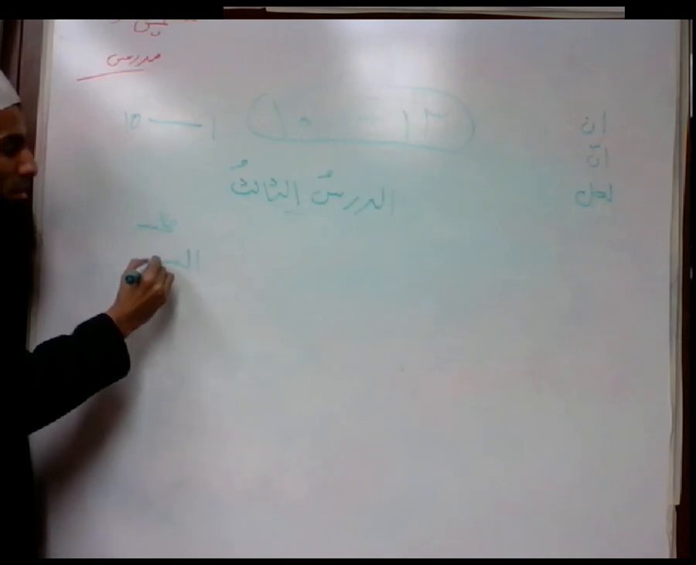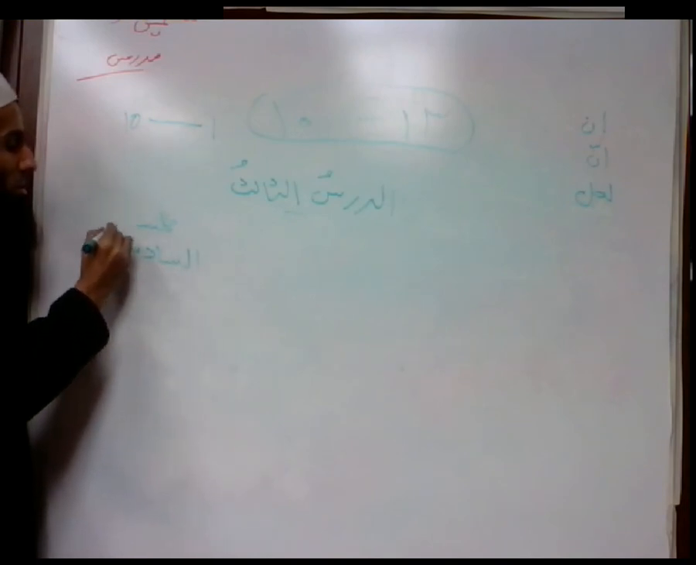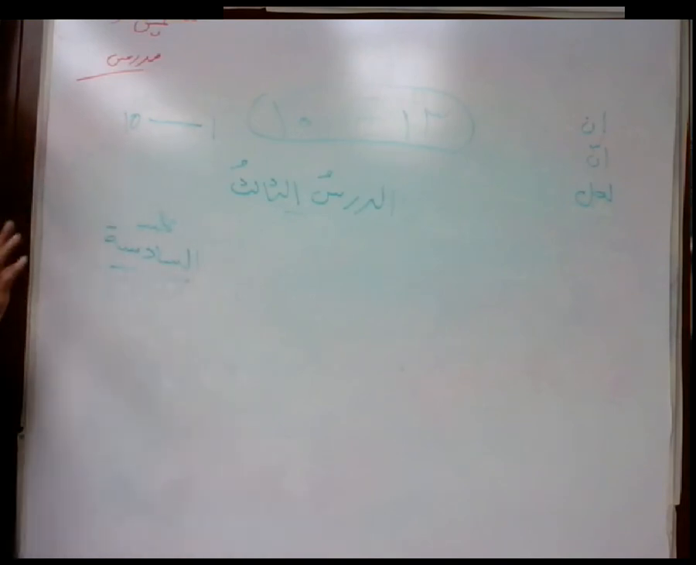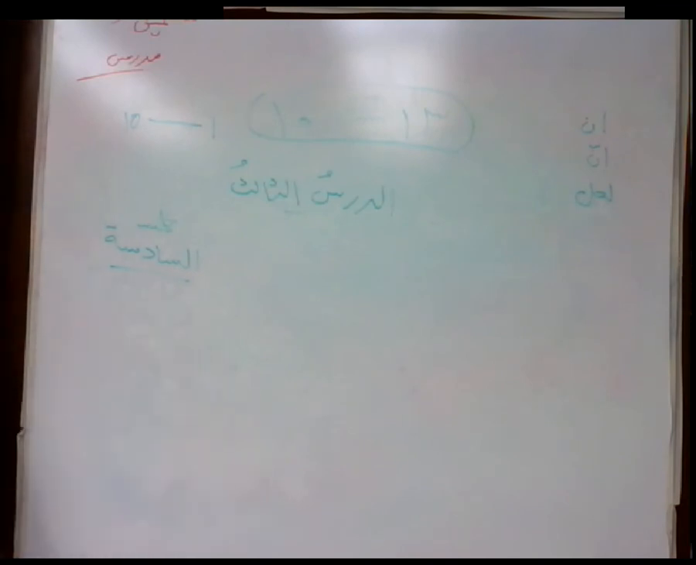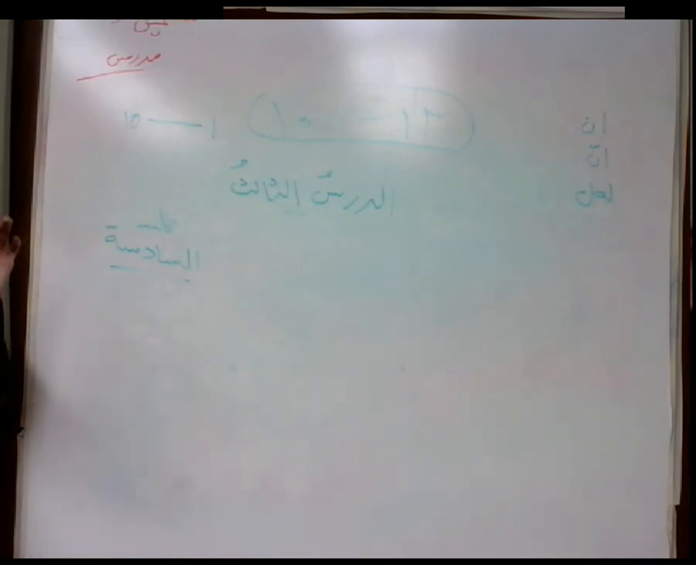Okay. So this is another form of counting from 1 to 10. You have to memorize it. Al-awwal, al-thani, as-salis, al-rabi', al-khamis, as-sadis, as-sabi', as-samin, al-tasi', al-ashir.